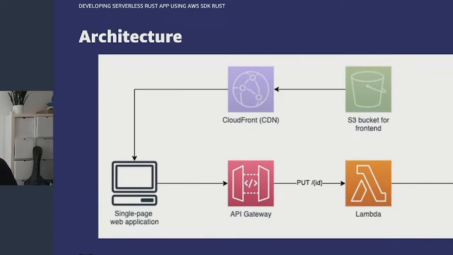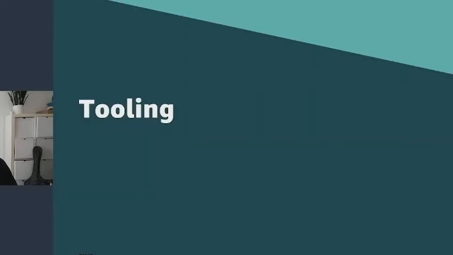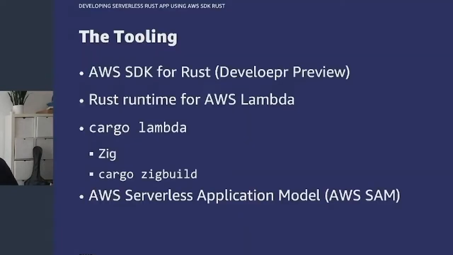So how do we deploy that? We're going to see some tooling. AWS provided quite a few tools, frameworks, and CLI tools to deploy those things. The first that we will see is the AWS SDK for Rust. It's in developer preview. It gives you Rust programmatic access to AWS services. We also have the Rust runtime for AWS Lambda. So if you want to run Rust code inside AWS Lambda, you can utilize this Rust runtime.